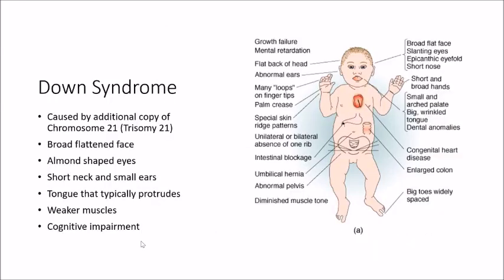Down syndrome we've touched on. It's caused by an additional copy of chromosome 21. So again, aneuploidy. In this case, an extra copy of chromosome 21 or trisomy 21. Again, a number of features that are outlined here, but some of the key features: a broad flattened face, almond-shaped eyes, short neck with small ears, tongue that typically protrudes, weaker muscles, and again, cognitive impairment.